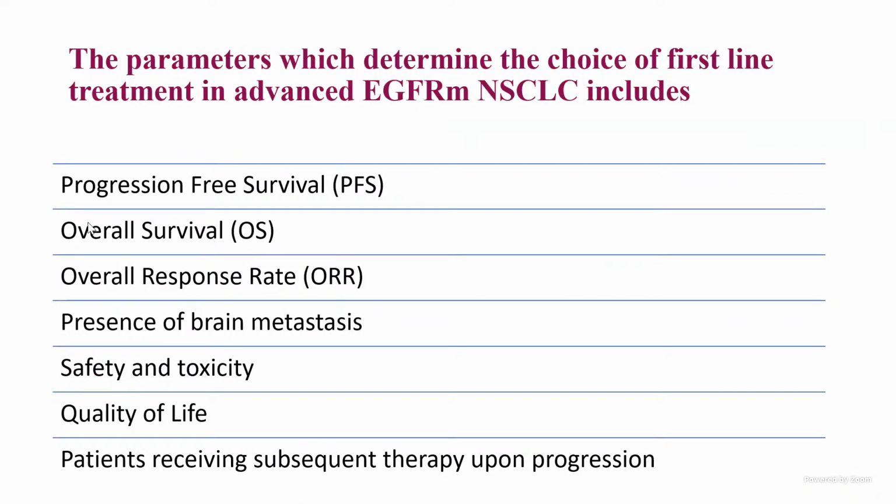cancer deaths. So the parameters which determine the choice of first-line treatment in advanced EGFR-mutated non-small cell lung cancer include progression-free survival, overall survival, overall response rates, presence of brain metastasis, safety and toxicity, quality of life, and patients receiving subsequent therapy upon progression. So these are the parameters which determine what should be your first choice of treatment options.